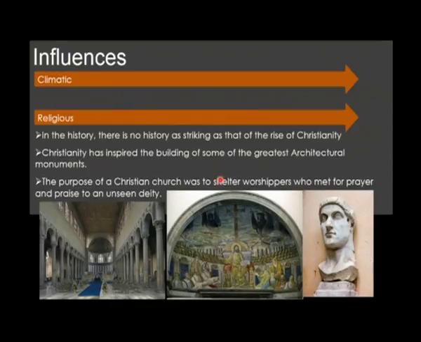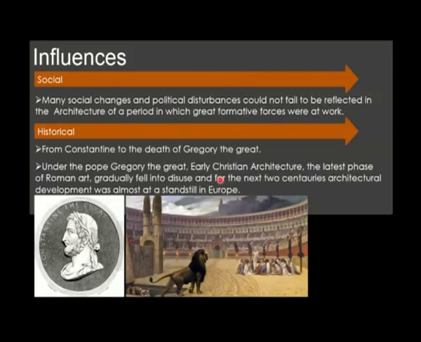At that particular time, the Christian church was made to shelter the worshippers who met at one particular place to pray or to call for an unseen deity. So the only basic requirement of a Christian church was to create a space where they could accommodate so many people. So the social influences were there.